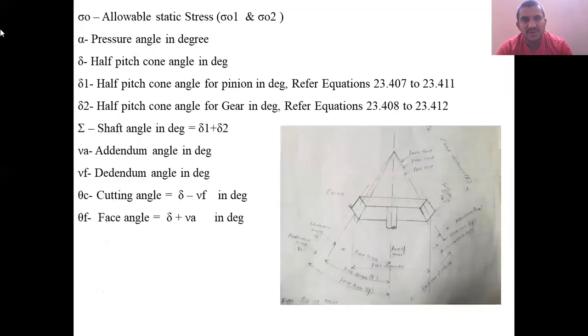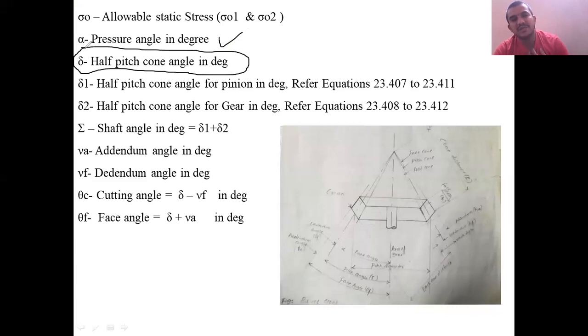And some other terminology symbols we use here. One is sigma suffix naught, which is all about static stress. Then alpha is the pressure angle. Another terminology is delta, half pitch cone angle. That is the angle between the axis of the gear and the pitch cone of the bevel gear. That's called the half pitch cone angle. Then how do you get this half pitch cone angle?